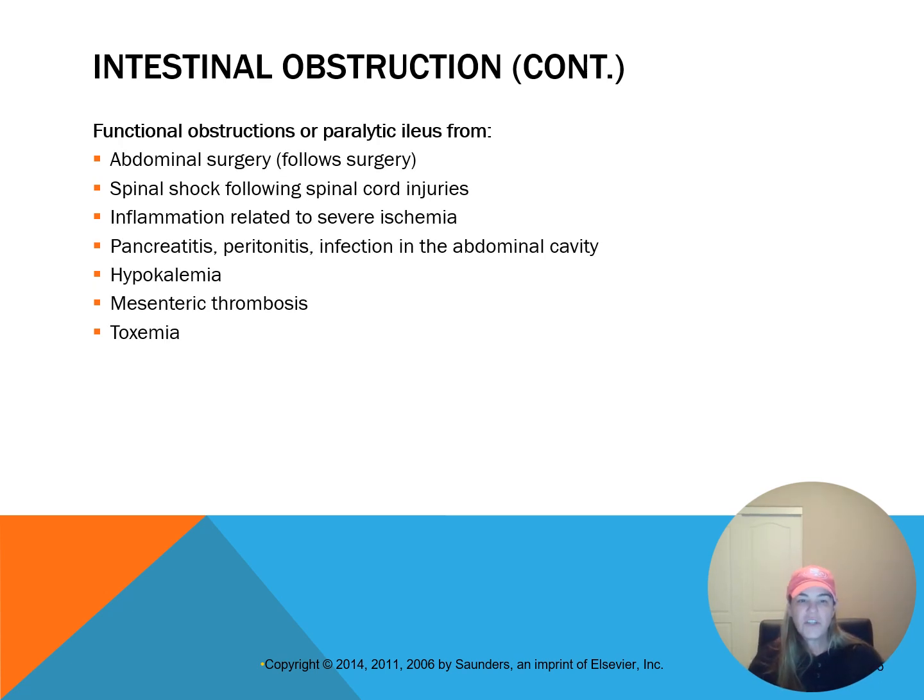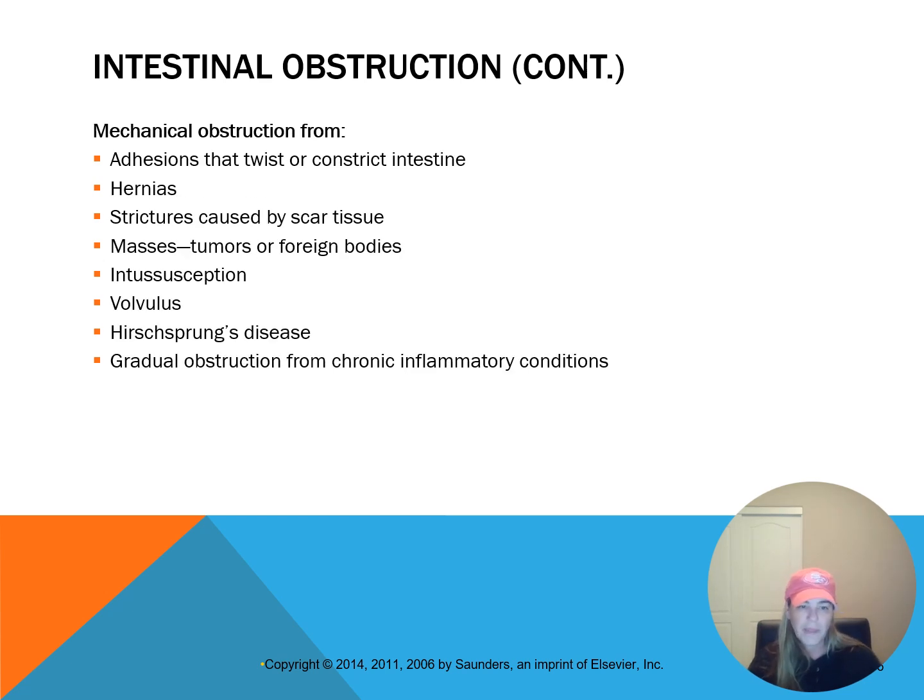Functional obstructions or paralytic ileus can occur from abdominal surgery, spinal shock, inflammation with ischemia, pancreatitis, peritonitis, infection of the abdominal cavity. Hypokalemia can cause functional obstructions. A mesenteric thrombosis can cause an obstruction, and toxemia can cause obstructions.